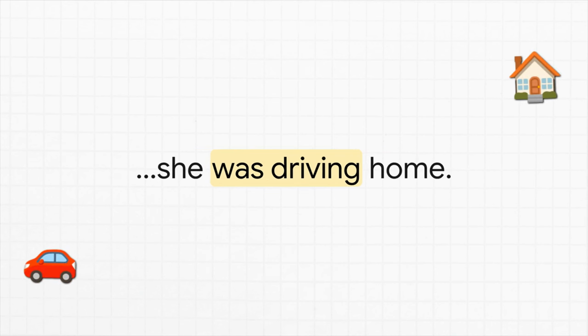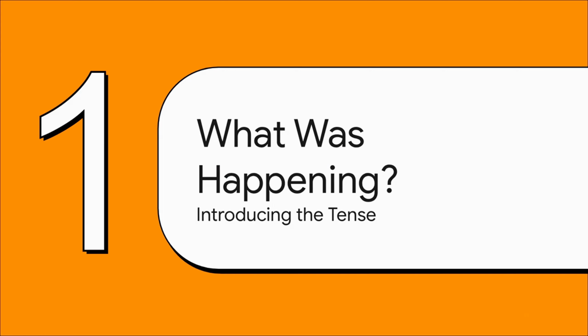And here's our main action caught right in the middle of happening. See, she hadn't started her drive. She hadn't finished it yet. She was driving home. The action was already in progress. So what did we just do there? We used a very specific piece of grammar to create a feeling, an atmosphere, and this sense of ongoing action.